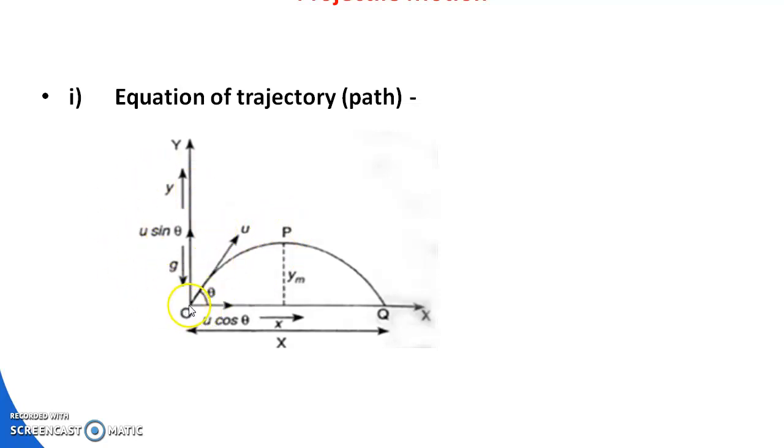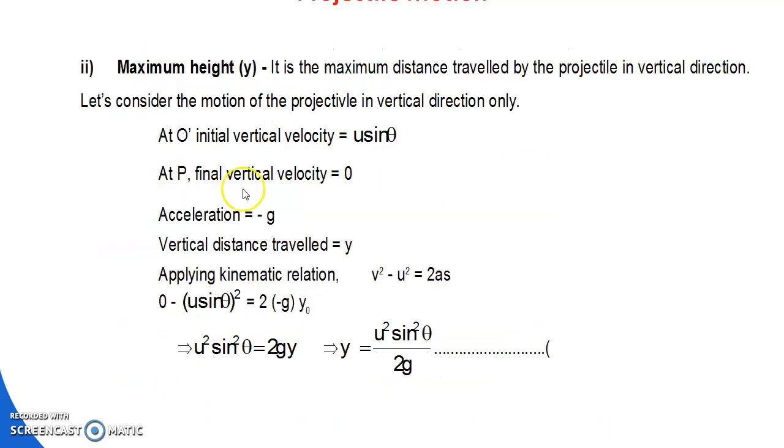So what is the initial vertical velocity here? U sin theta. Then gradually when it is moving in the upward direction, its velocity decreases, and at P its velocity becomes 0. So the final velocity is 0. Initial velocity U sin theta, final velocity 0. Displacement means height, that is y maximum. So these are the data. Here acceleration is equal to minus g because the body is moving against gravity.